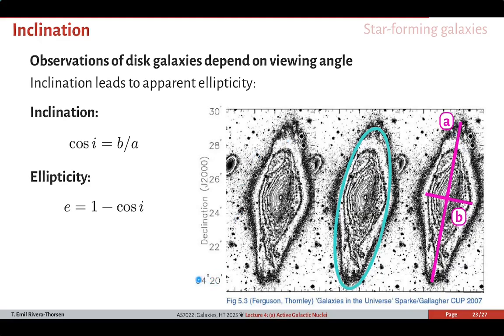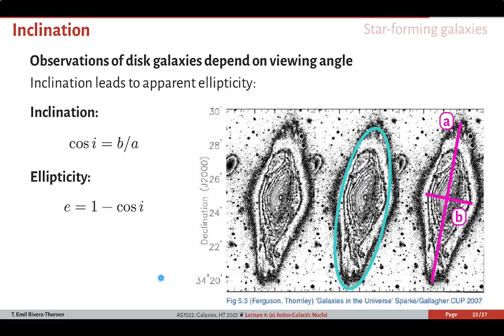which means that it also practically makes sense to express this in terms of the ellipticity, although again, I will stress that this is an apparent ellipticity, but in projection, it is still an ellipticity, and it is perfectly fine to see it as such, which is defined as 1 minus the cosine of the inclination angle. The cosine of an inclination angle of 0 is 1, so the ellipticity is 0, which makes sense because when the inclination is 0, you're looking at the galaxy face on.